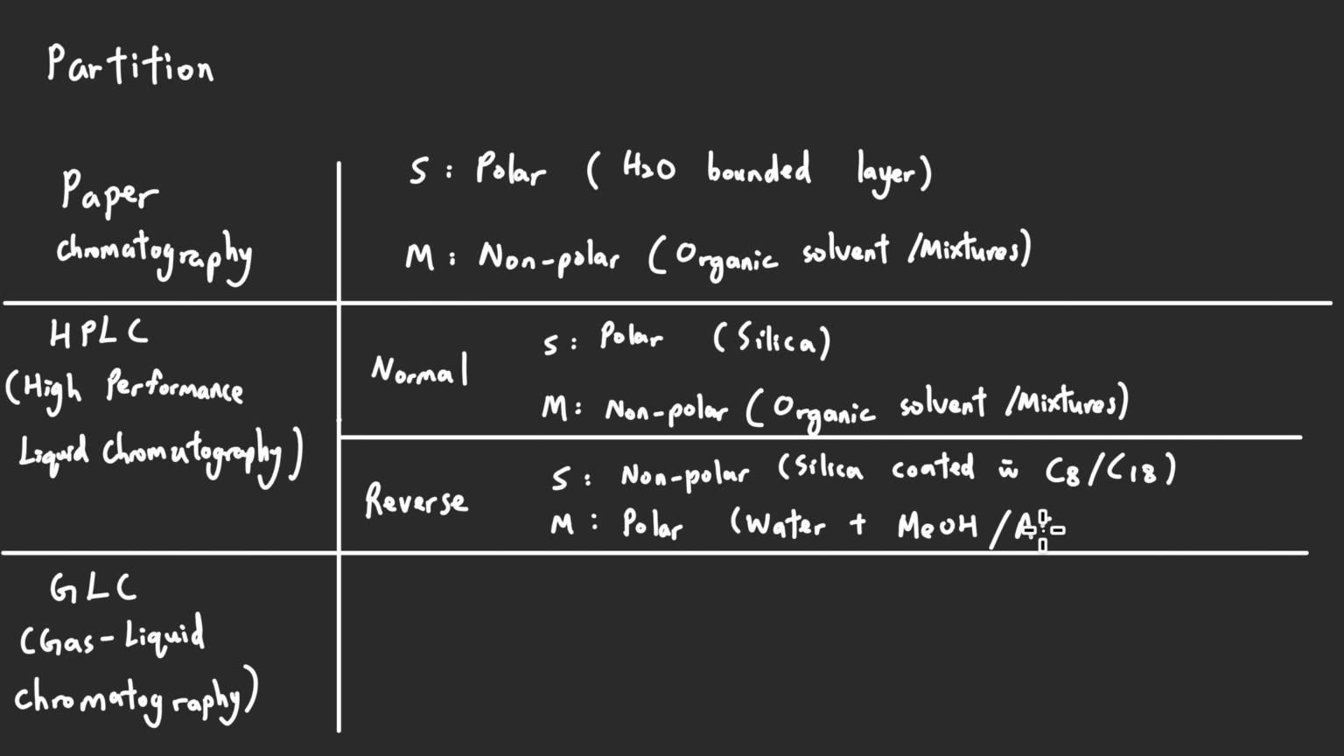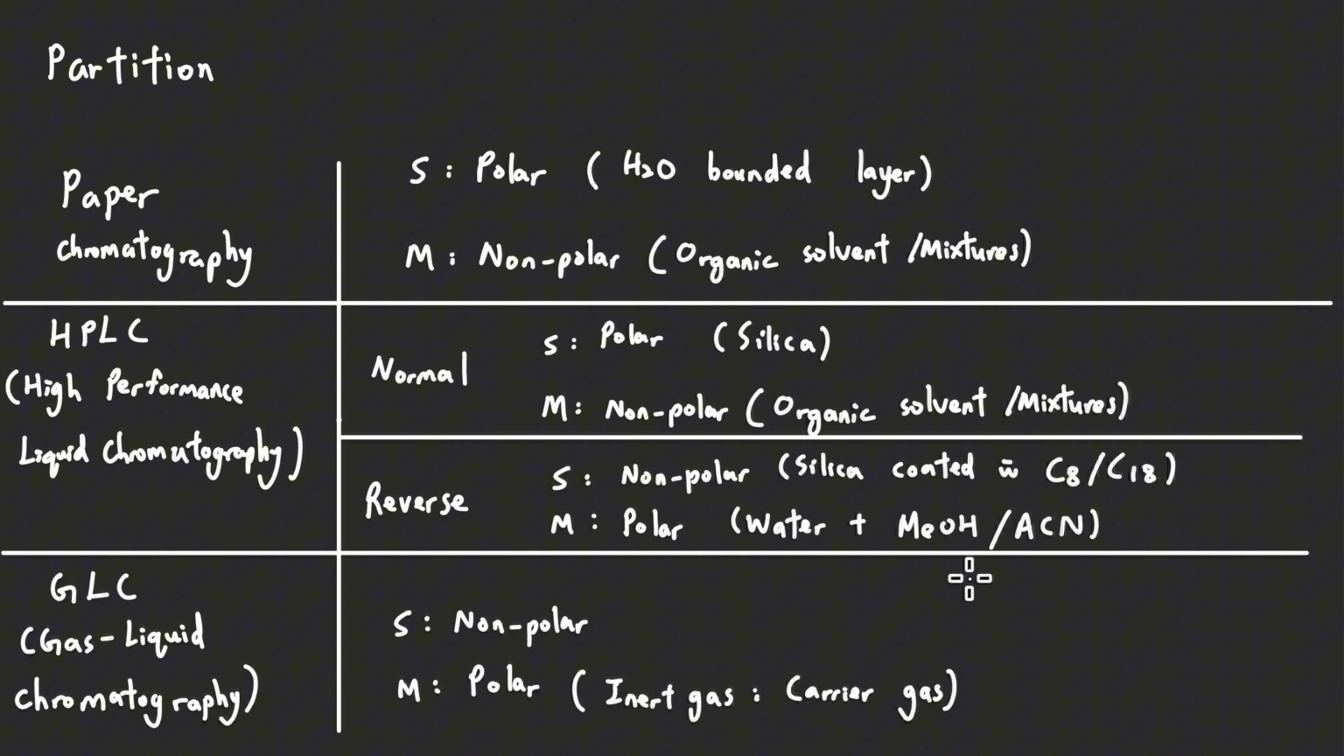or water with ACN. Gas liquid chromatography is similar to reverse phase HPLC. The stationary phase will use non-polar, while the mobile phase will use polar. And we use an inert gas, and this inert gas acts as a carrier gas, so it will not react with the particles, the sample.